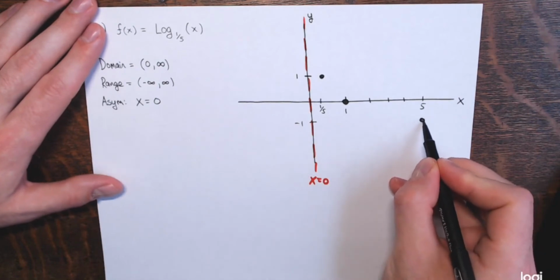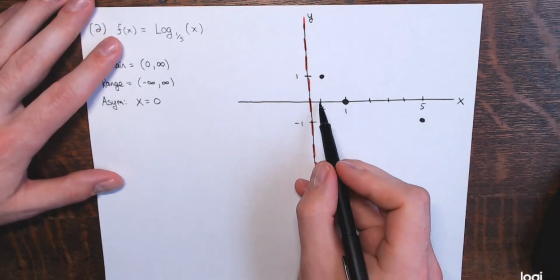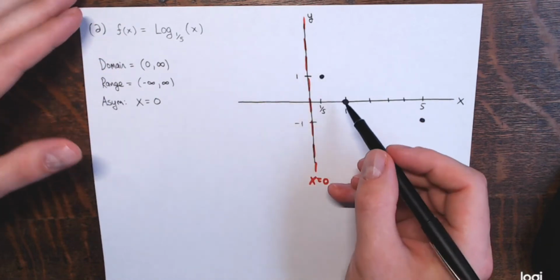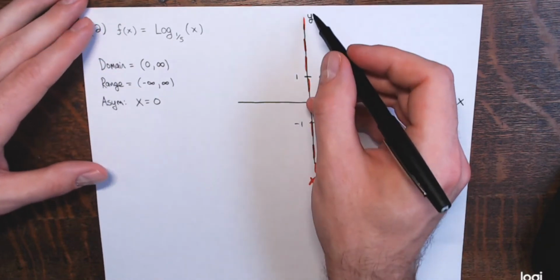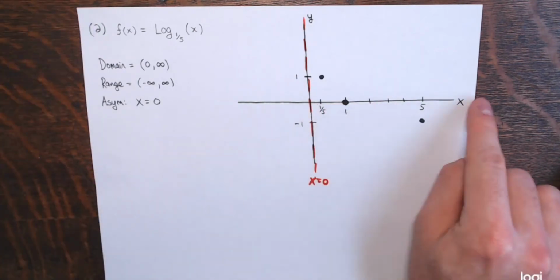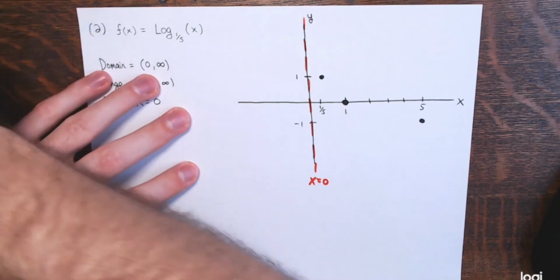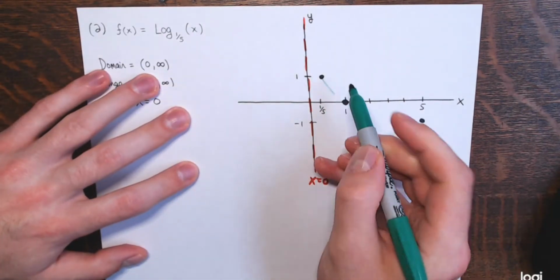And then you can do other points. If I plug in 1/25, I'd get 2. If I plug in 1/125, I get 3. The closer to 0 you get, the higher the output is, and the further away you get, the lower it is. Right? This is a decreasing function. Right, looking something like this.